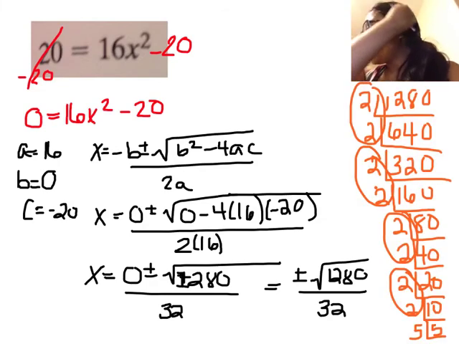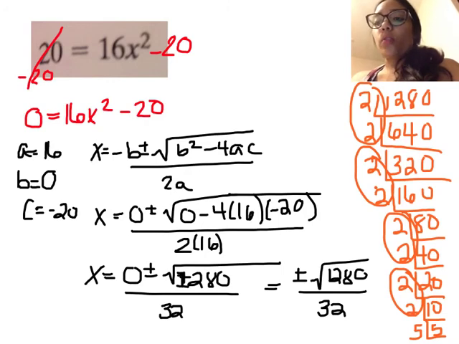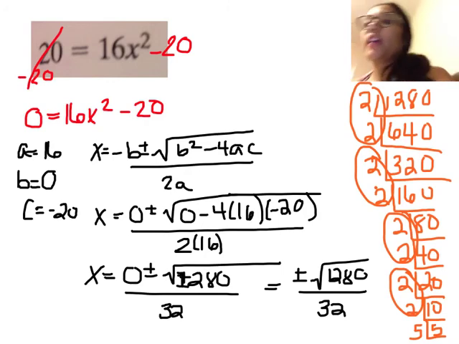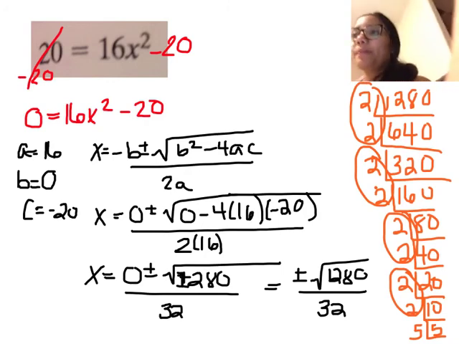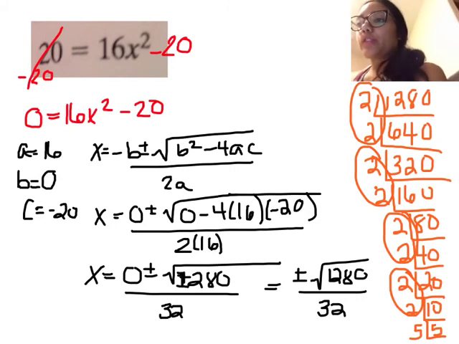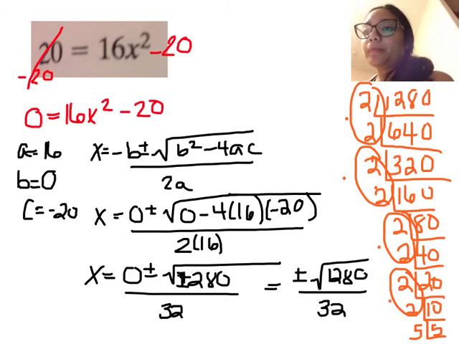Okay, so this is what you should have got in the orange whenever you simplified your radical 1,280. So that means I can take 4 pairs of 2, so I have 2 times 2 times 2 times 2. 2 times 2 is 4 times 2 is 8 times 2 is 16. So then I'm left with the square root of 5, because that's what's left, all over 32. And then my plus or minus.